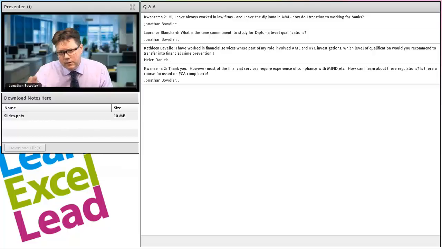But we do tend to focus, whilst we do cover to the necessary level regulation and legislation. What we're trying to do is train you as professionals in the application of risk management in your role. So we're trying to train you to be professional risk managers, whether it be in AML or compliance or financial crime. And the regulation and legislation changes all the time.